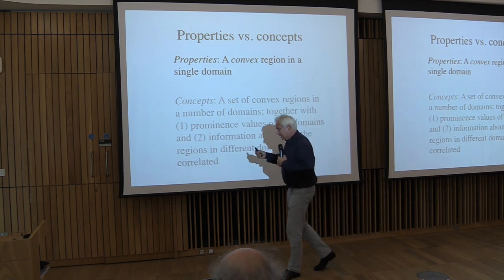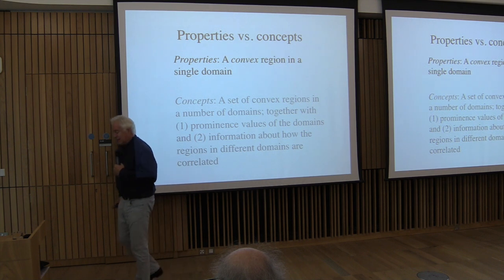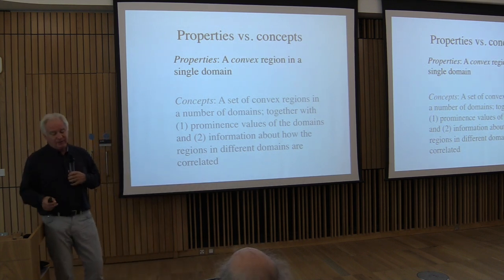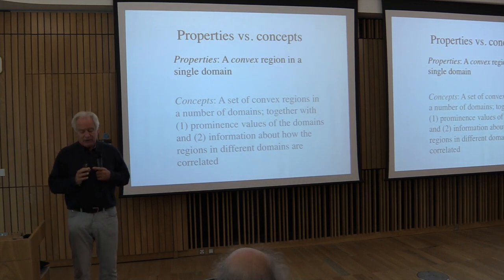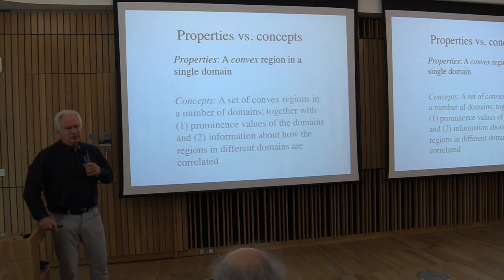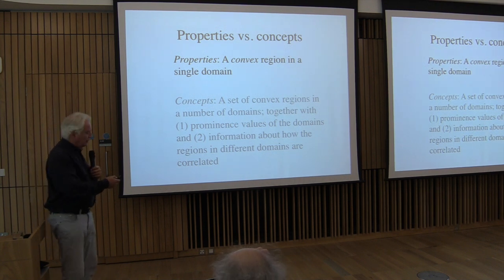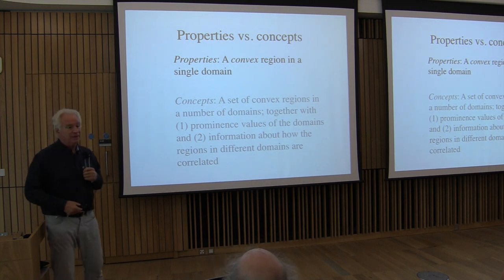Now, in propositional logic, you make a distinction. No, you don't. You only have predicates. And predicates, if you translate them into natural language, stand for nouns, adjectives, verbs, prepositions. They stand for all the different word classes. I divide the predicates into two basic categories here. One is what I call a property. And a property is a convex region in a single domain.